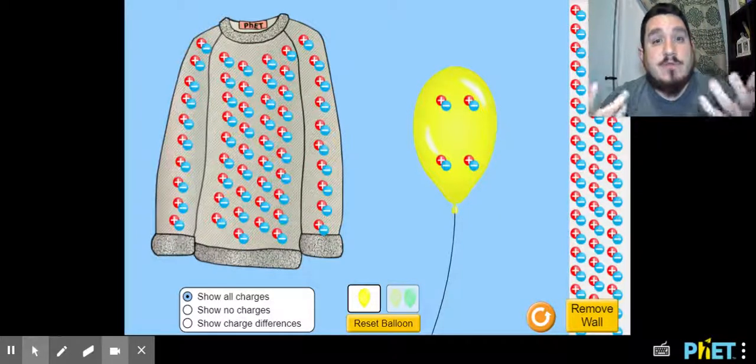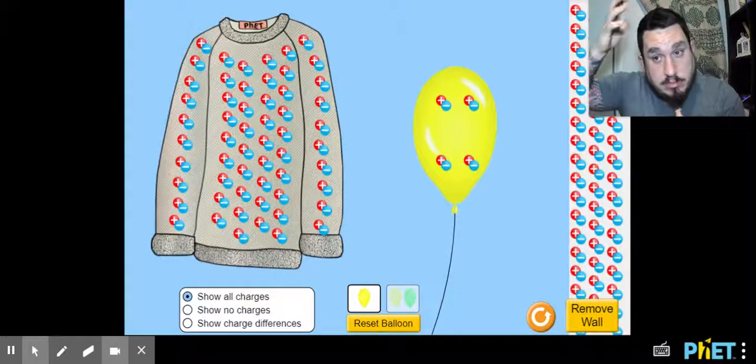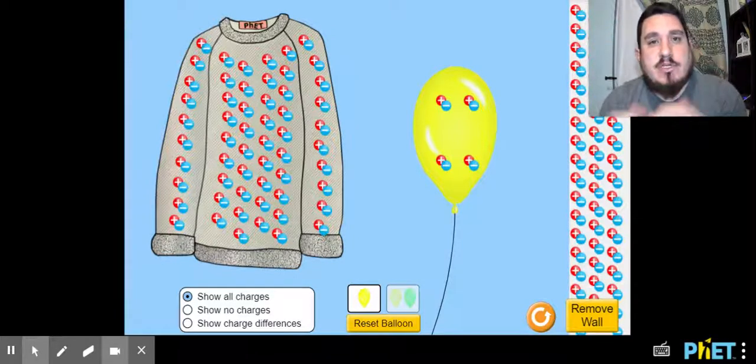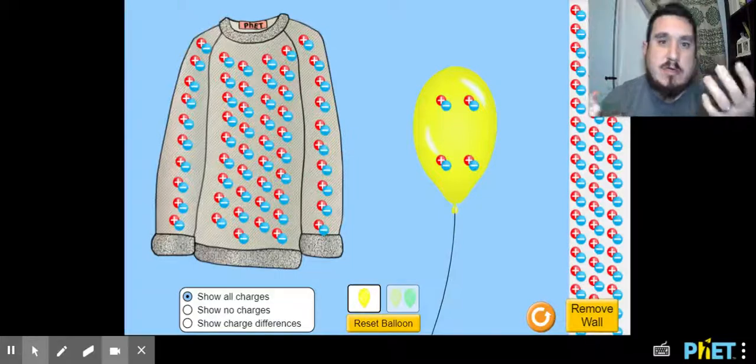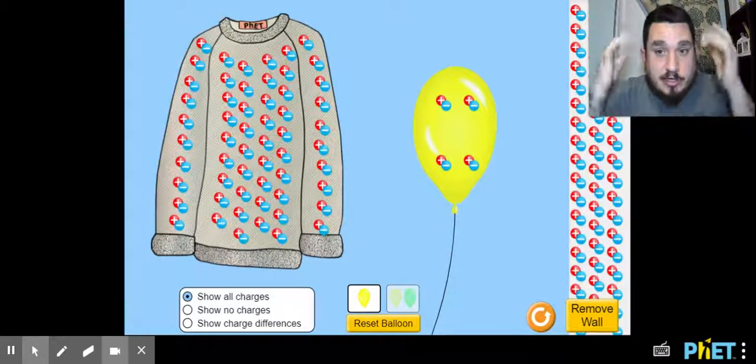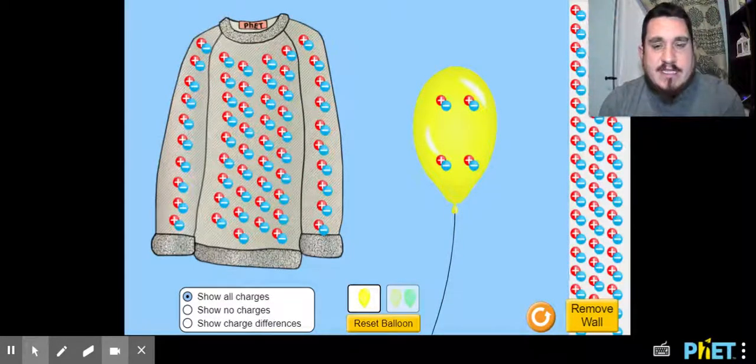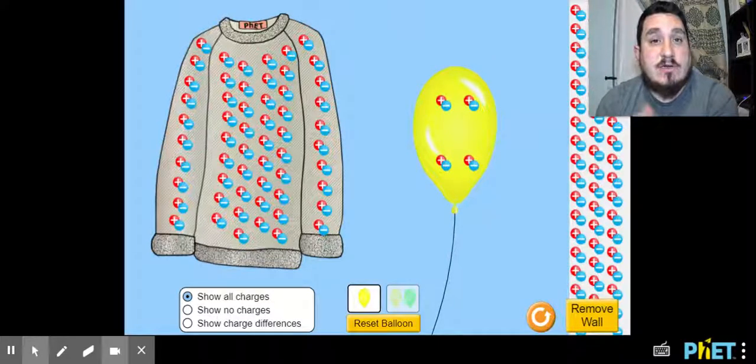So here we have a balloon, and you've probably done this before, where you take a balloon and rub it on your head, and you're charging up the particles of the balloon and also your hair. Then your hair does a frizzy, wild thing. Same idea. This is what's going to happen here. So we have a balloon. Note that everything is neutrally charged: same number of protons and electrons, so they cancel each other out, and they are neutral.